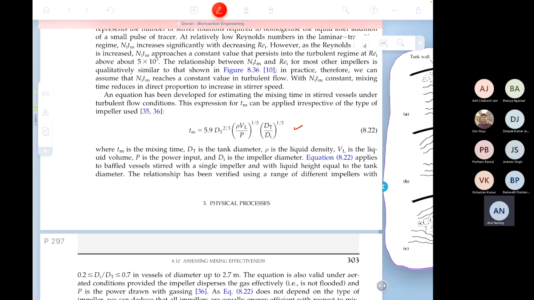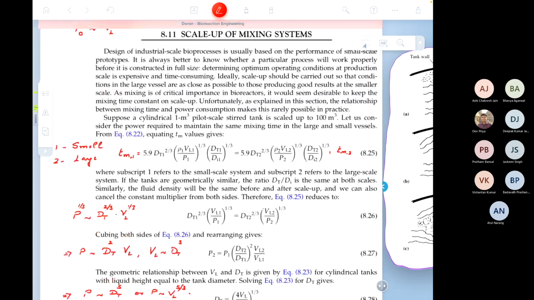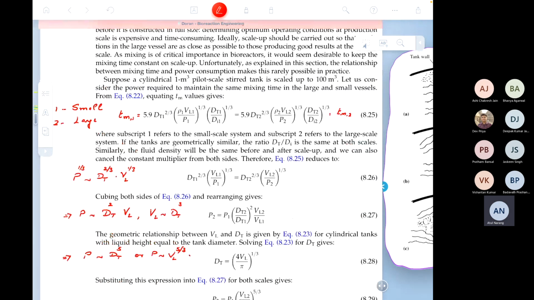So you can see that TM is essentially inversely proportional to the power per unit volume, to the power 1.3, but there's an inverse relation. And then it is also inversely proportional to the 1/3 power of the ratio of the impeller to the tank diameter. Okay, so this formula is clear.